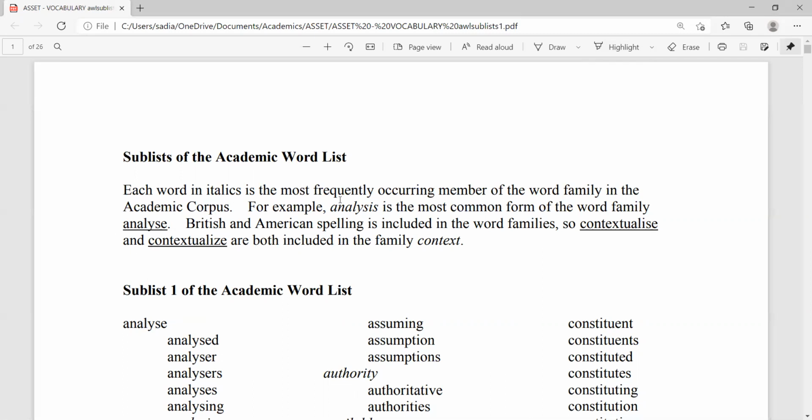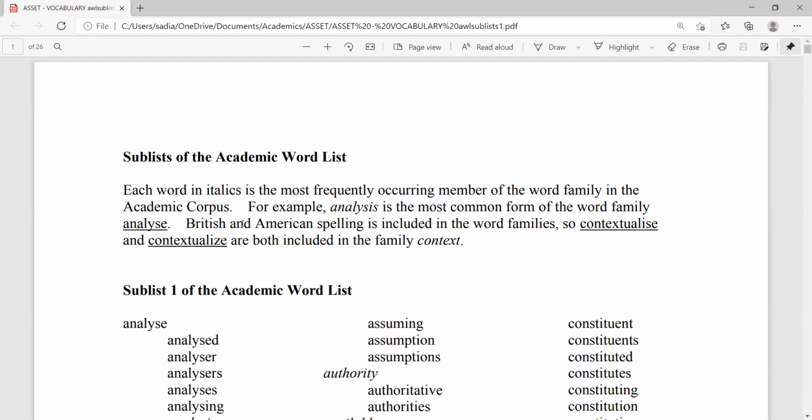Each word in italics is the most frequently occurring member of the word family in the academic corpus. That means, for example, analysis is the most common form of the word family analyze. Analyze is the root word given over here, and analysis occurs very often in our reading, writing, and even speaking.